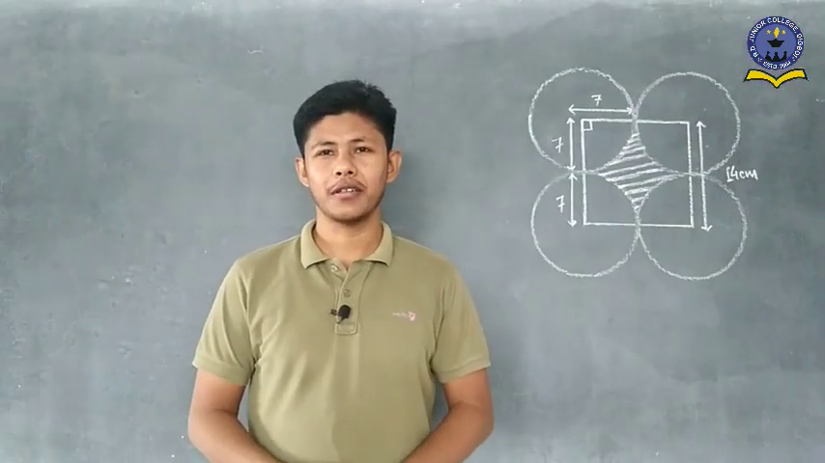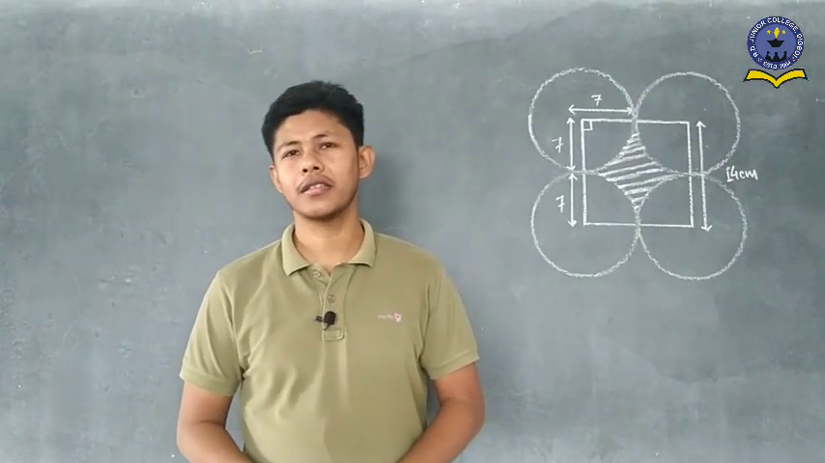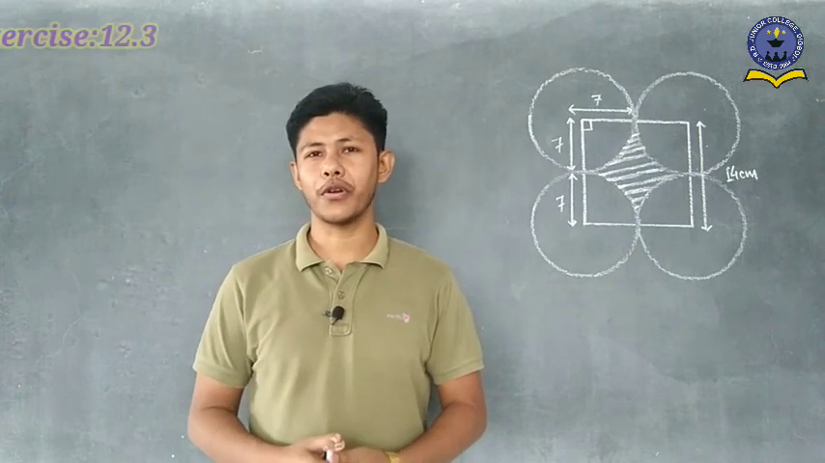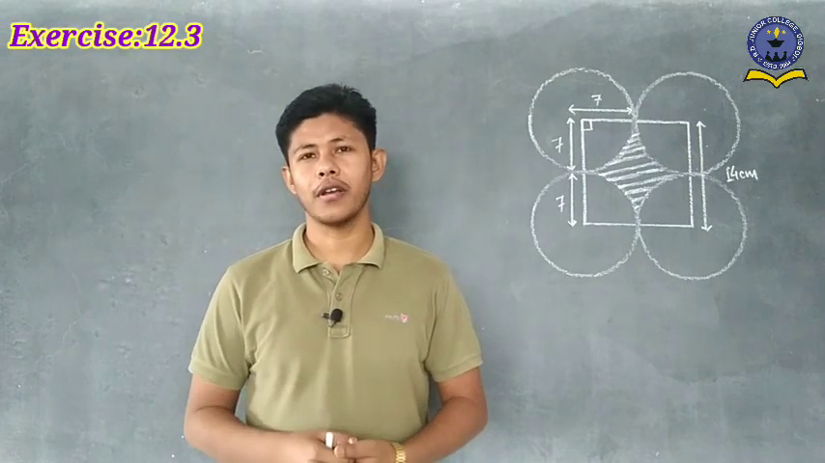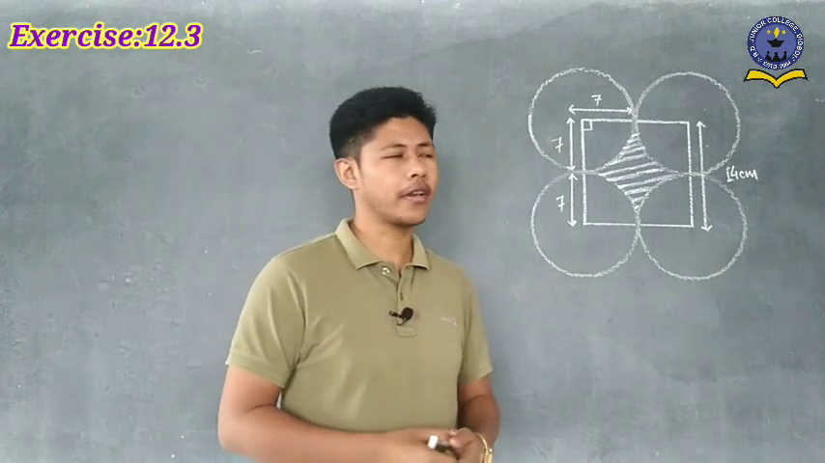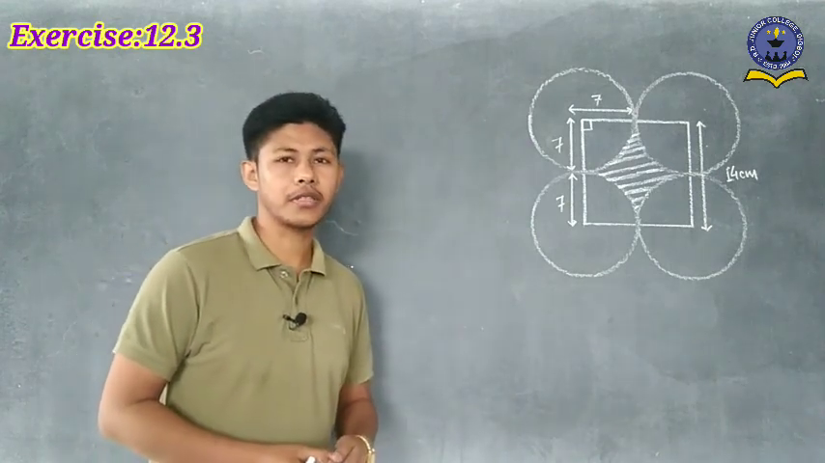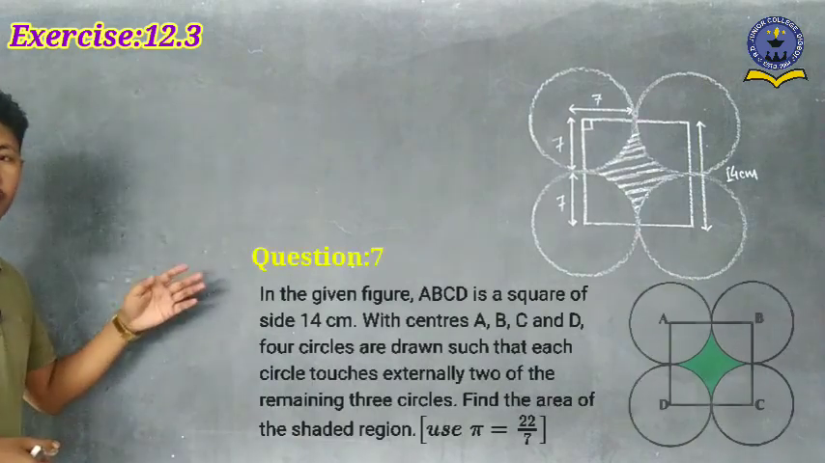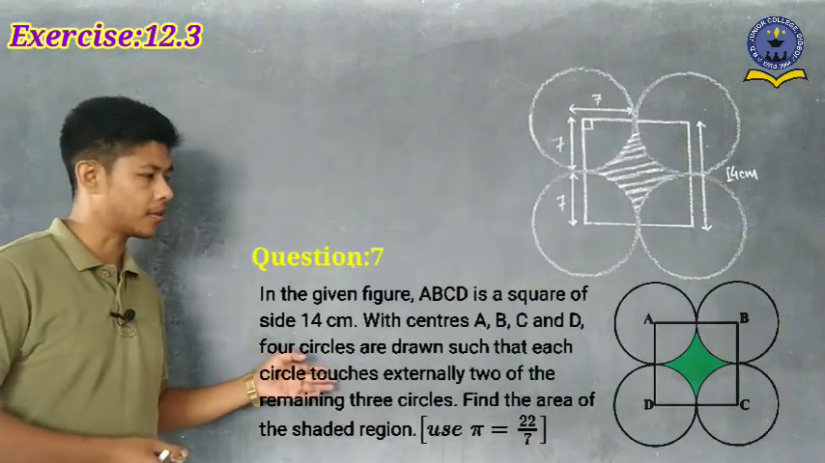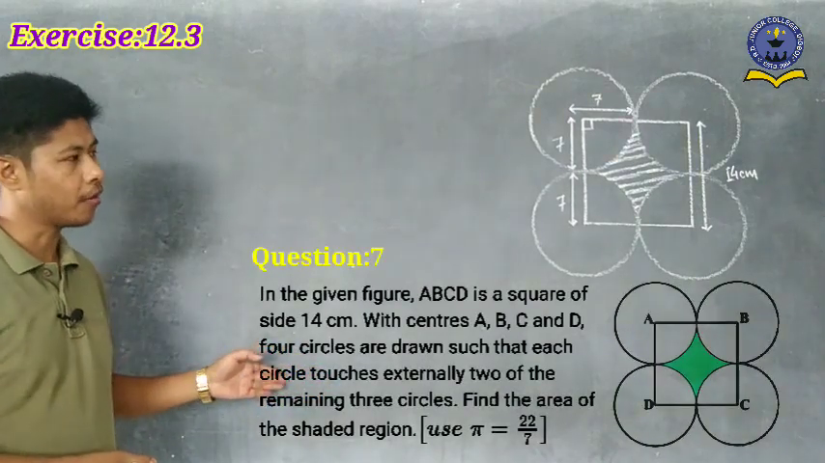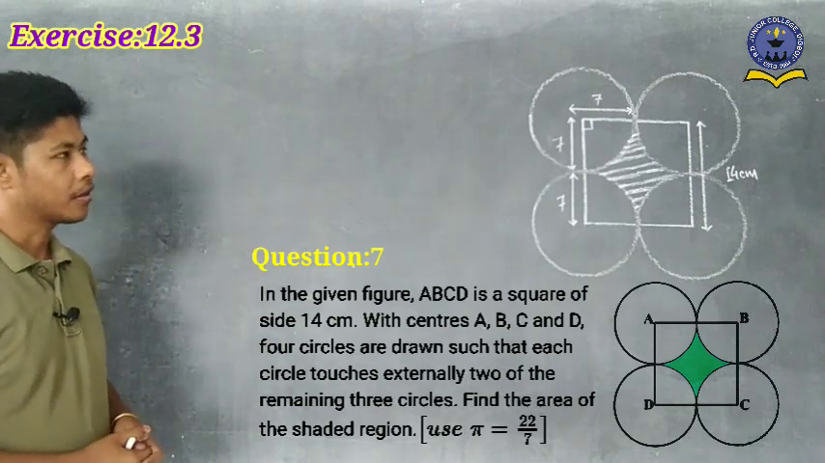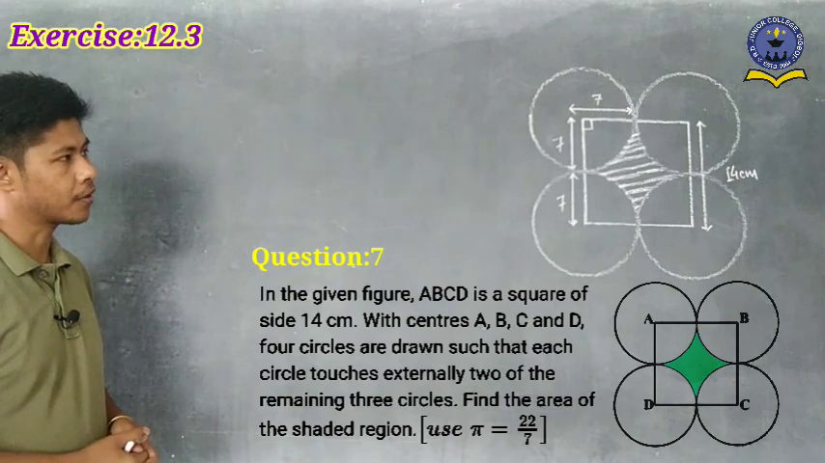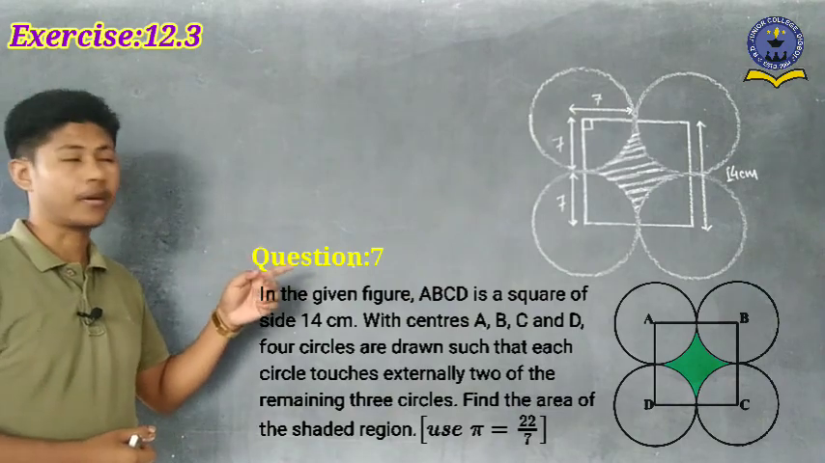Good morning, students. In our chapter on circles, from Exercise 12.3, we have completed 6 questions, isn't it? Today we start the next question, question number 7. The question is given in such a way that we have to find the area of the shaded portion. Is it clear?